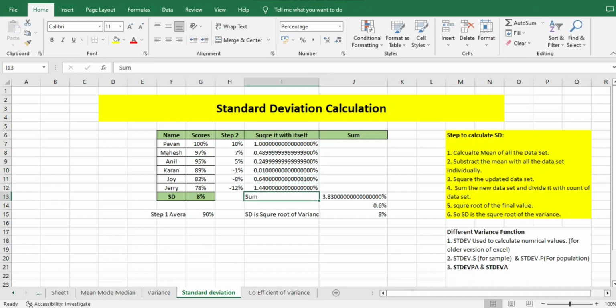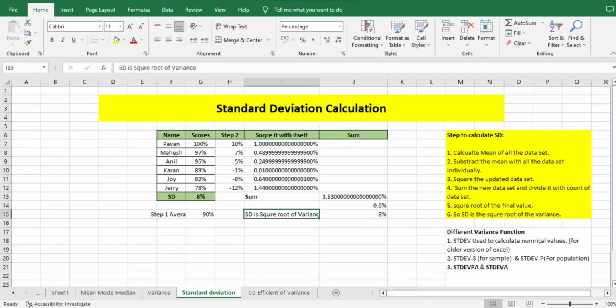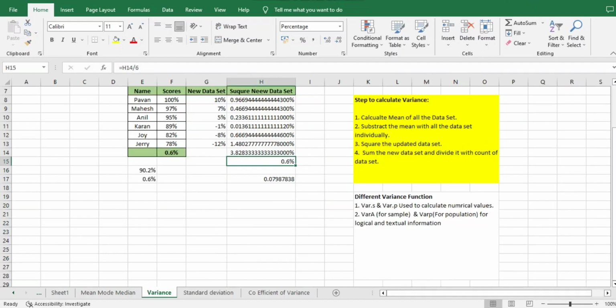Then it is asking us to do the sum. Okay, we have done the sum. Now divide it by the count of the data set. The sum we have received, we will divide it by the data set count. How many data points do we have? 1, 2, 3, 4, 5, 6. 6 data points. Finally, we will divide it by 6. This is the variance we have received, right? This is the variance we have received, 0.6%. You can see in the variance tricks video we also received the same value, a final number 0.6.